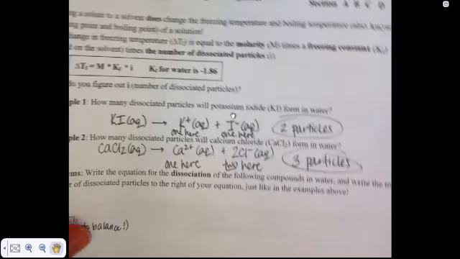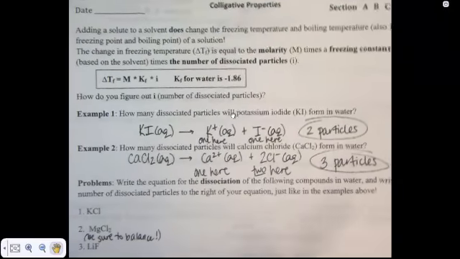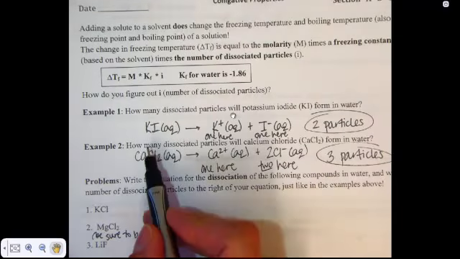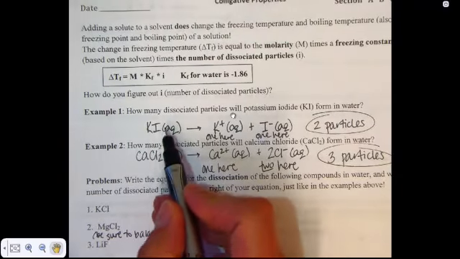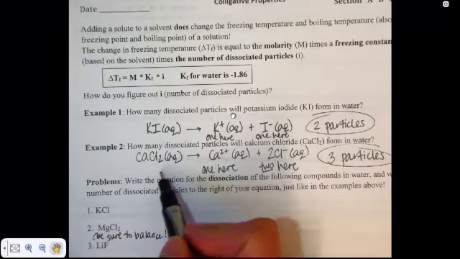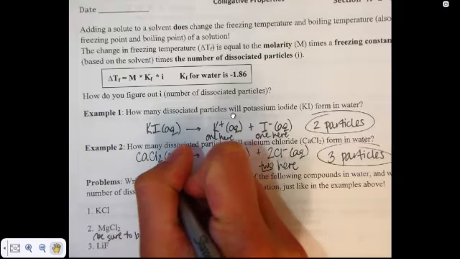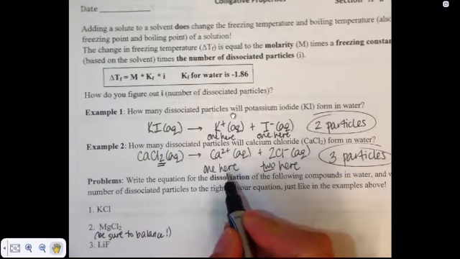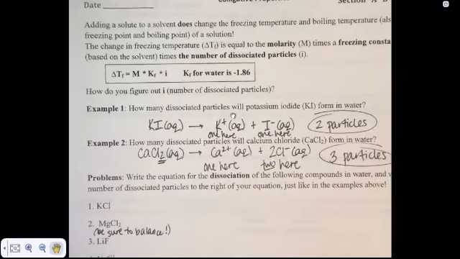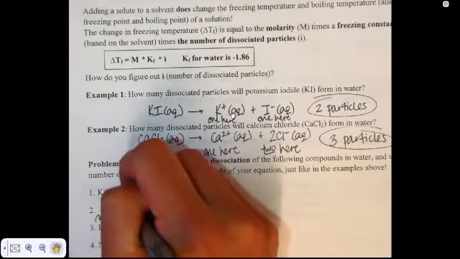There we go. And the first thing we had to look at is how many particles are created when an ionic compound dissolves in a solution. So we looked at some examples. And you can see that this ionic compound dissolves to make 2 particles, but this one, because of this subscript 2 right here, dissolves to make 3 particles, 1 of these and 2 of these. So let's look at a few more examples of this.